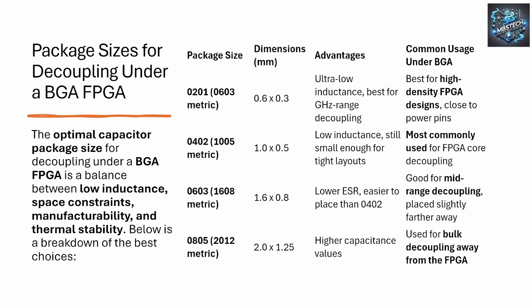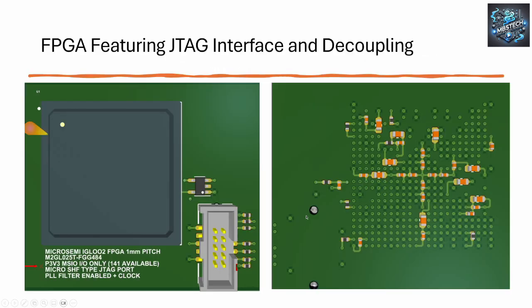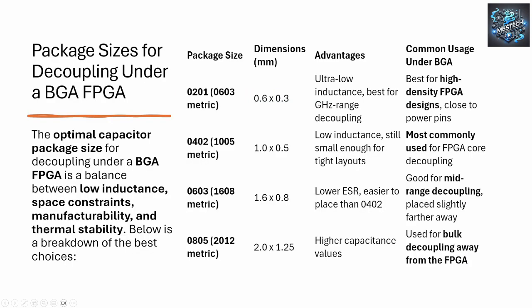After that, the 0603s and the 0805s come into their own, where you can fit them still under the device, as shown here. And that would aid in your PDN because you're bringing them close to the point of load, but you can move them slightly further away.